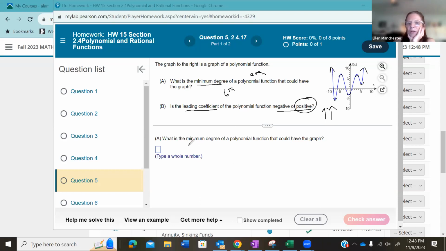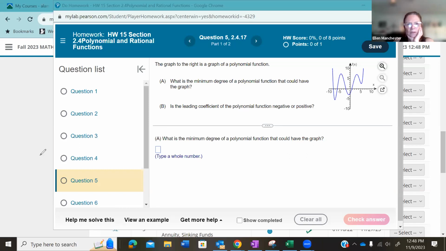Okay, so minimum degree, you look for the turning points. So remember, the turning points is the exponent minus 1. So you're going to count the turning points and add 1, and that'll give you your minimum degree.